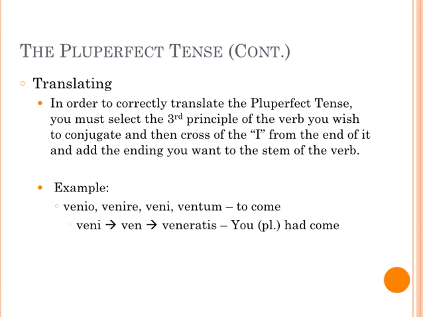In order to correctly translate the pluperfect tense, you must select the third principal part of the verb you wish to conjugate, and then cross off the i from the end of it and add the ending you want to the stem of the verb. An example of a correctly translated pluperfect word is veneratis, which means you, plural, had come.